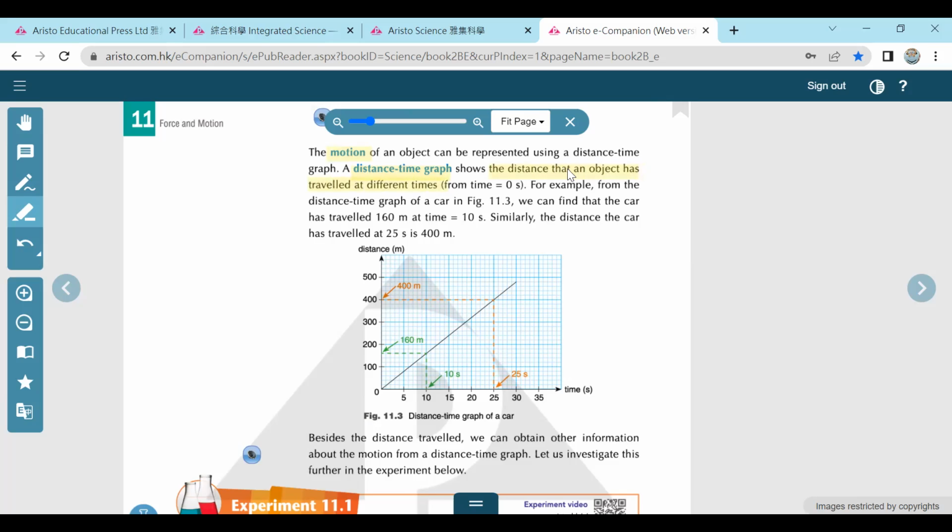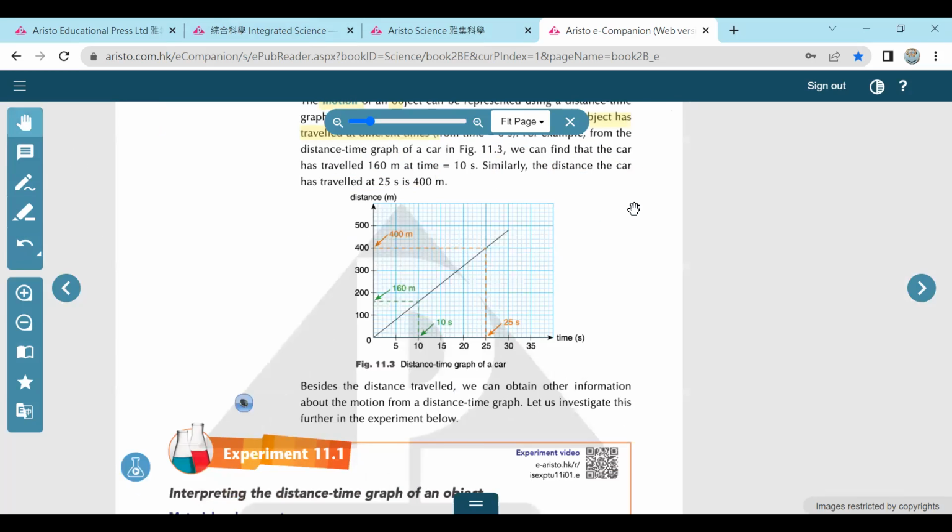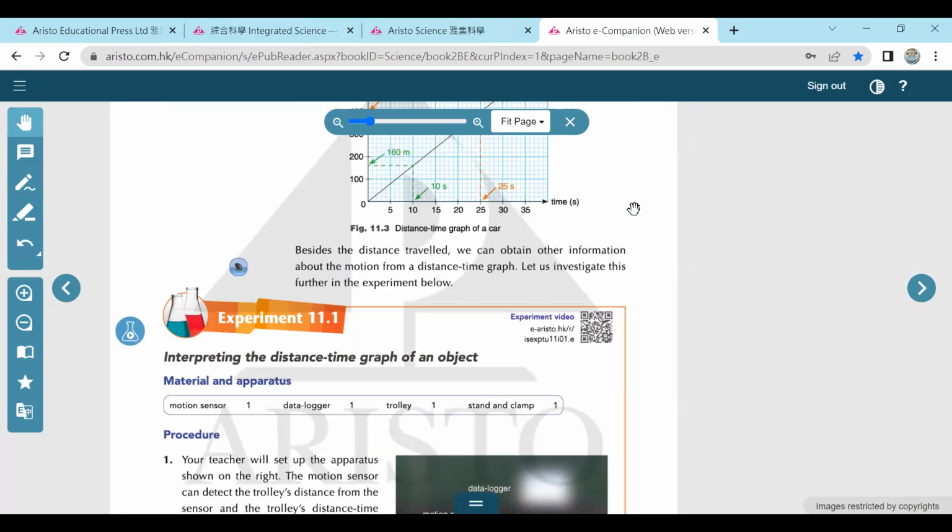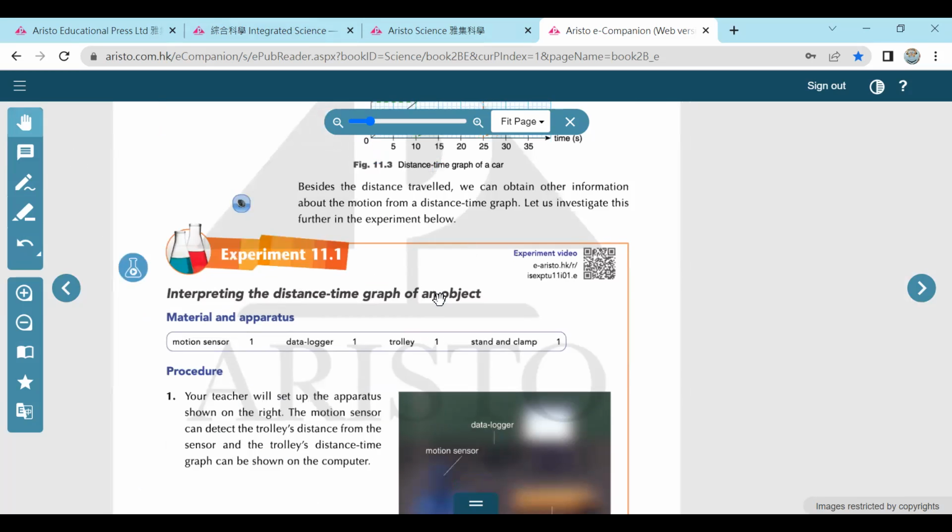The distance time graph shows the distance that an object has traveled at different times. Besides the distance traveled, we can obtain other information about the motion from a distance time graph. Let us investigate this further in experiment 11.1 below. So let's do this experiment first, and then I'll ask you some questions.